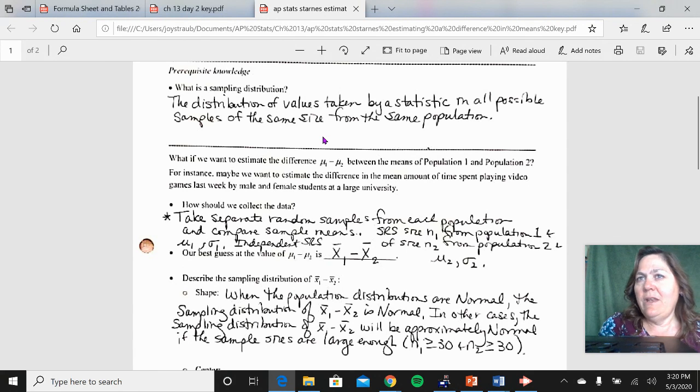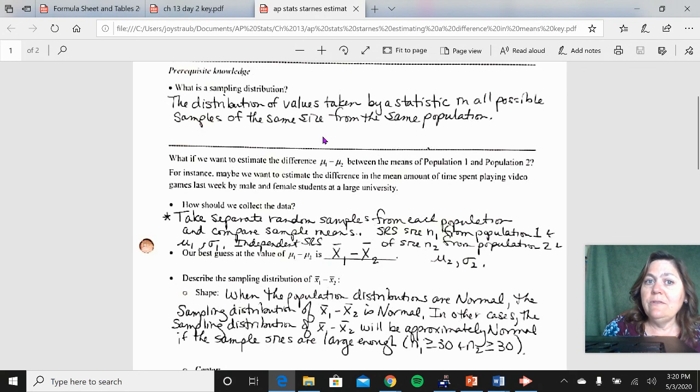Okay, but here, what if we want to estimate the difference between the means of two populations? Okay, so it says, for instance, maybe we want to estimate the difference in the means. Remember, when you're estimating the difference in the means, that's a confidence interval. Okay, if we're going to run a significance test on it, then we would do significance testing, t-test. Okay. So it just says here, maybe we want to estimate the difference in the mean amount of time spent playing video games last week by male and female students at a large university.